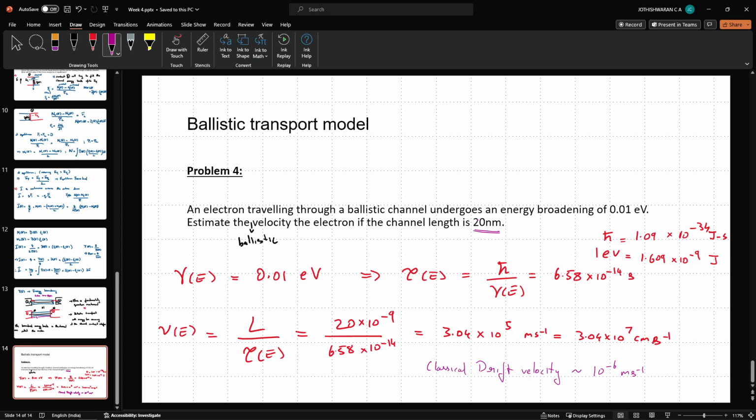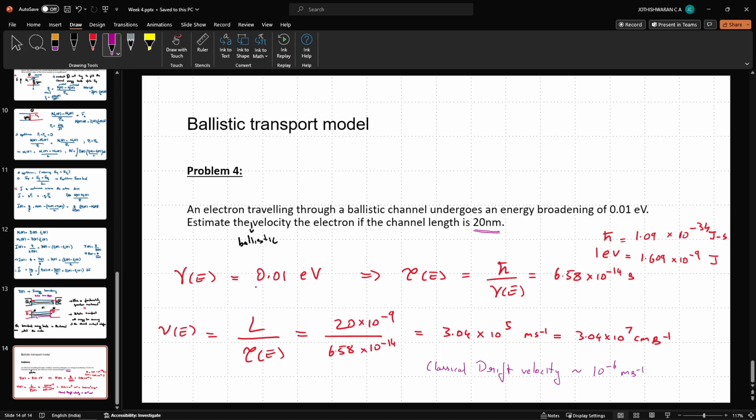Now what happens if the channel length increases? How will the ballistic velocity change? Again, this will be done as we move further and further. I think either week 5 or week 6 will cover this part. So just as a prelude, this particular numerical gives us a flavor of how high the ballistic velocities are, provided the energy broadening is in this case.